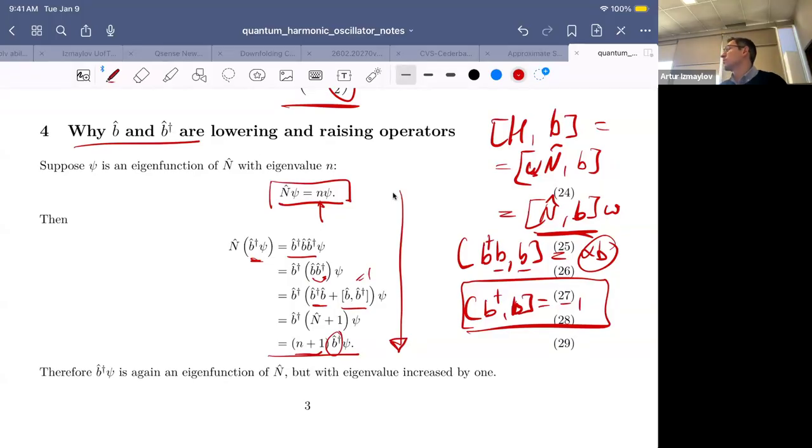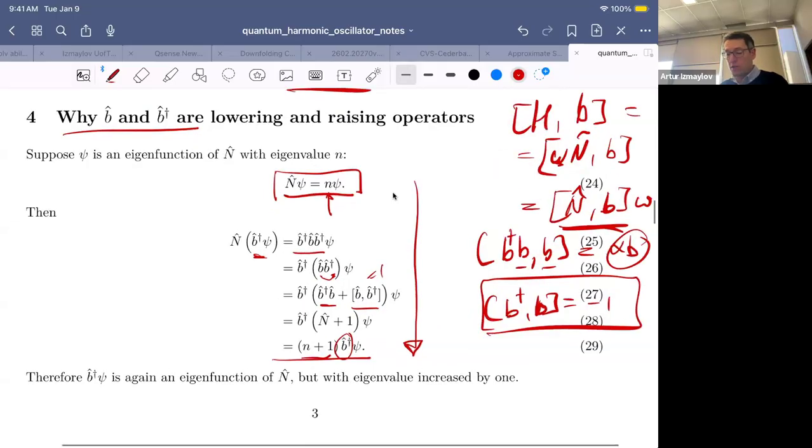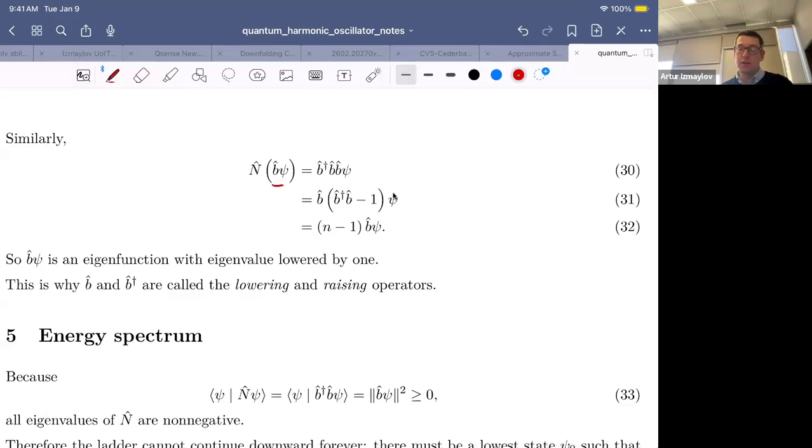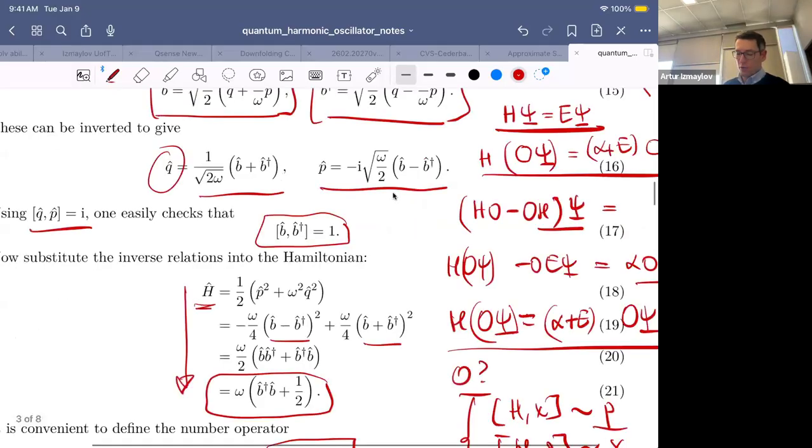Okay. Any questions? Do you follow? Right. So what this is doing is essentially introducing operators that increase the eigenvalue, or, as we could see, B reduces the eigenvalue by the same logic. That's what it's doing. Okay. Yeah. So that was explained here.